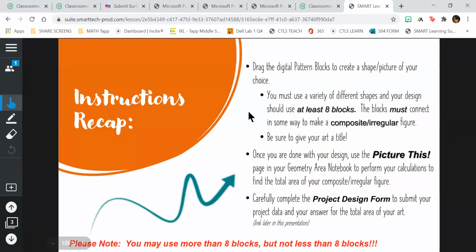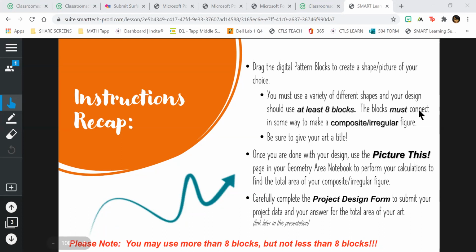Then it gave you a recap of the instructions I described inside of the video. So it says drag the digital pattern blocks to create a shape/picture of your choice. You must use a variety of different shapes, and your design should use at least 8 blocks. Some people had a hard time with the "at least." That means 8 or more. And I have down here, please note, you may use more than 8 blocks, but not less than 8 blocks.